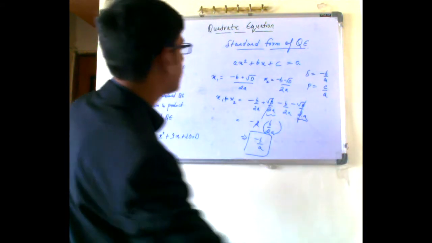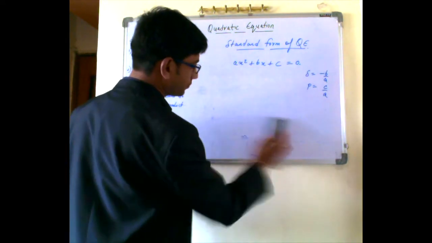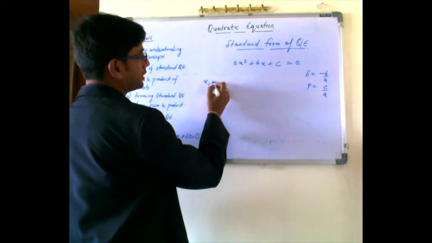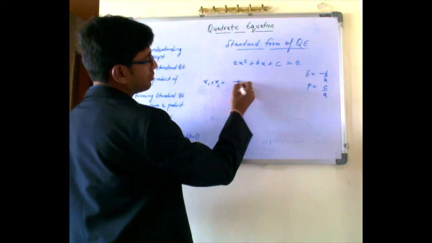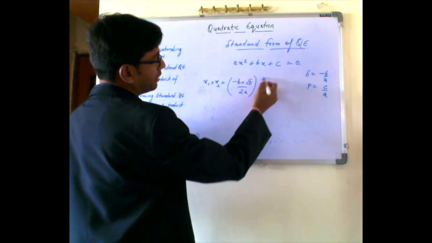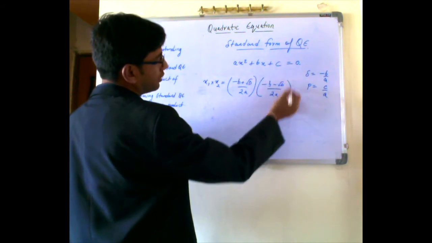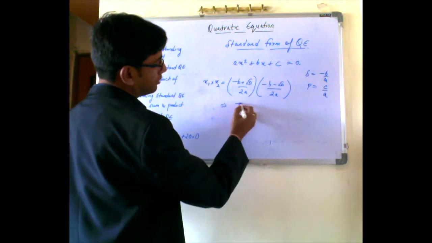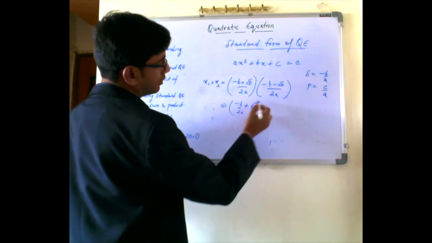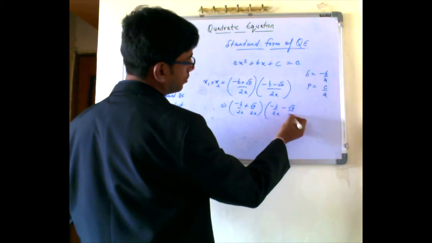If I need to understand the product of roots now, very quickly I'll just do the product of roots as well for you. Okay. So I have x1 multiplied by x2 as the product of roots. It's (minus b plus root of d) whole by 2a multiplied by (minus b minus root d) whole upon 2a. So this one I'll write minus b upon 2a plus root d by 2a. This is minus b upon 2a minus root of d upon 2a.